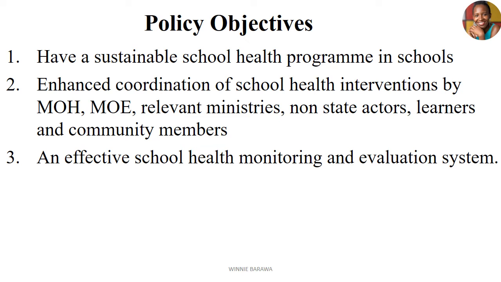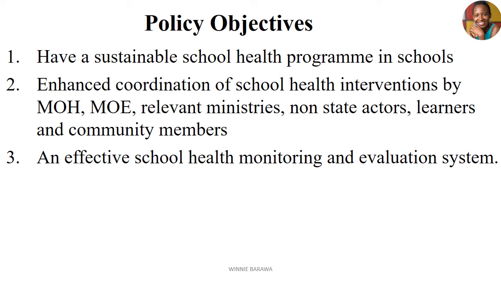The other bit is on the policy objectives. And here we are looking at what is the objective of the policy. So the objective of the policy is mainly to ensure that there's a sustainable school health program, that every school in Kenya has an opportunity to run a school health program. The other bit is the policy ensures coordination of the school health intervention by the relevant ministries, and that is the Ministry of Health and the Ministry of Education. It has also other stakeholders such as the non-state actors, learners themselves, and the community members. The policy objective was to also ensure there's an effective school health monitoring and evaluation system.